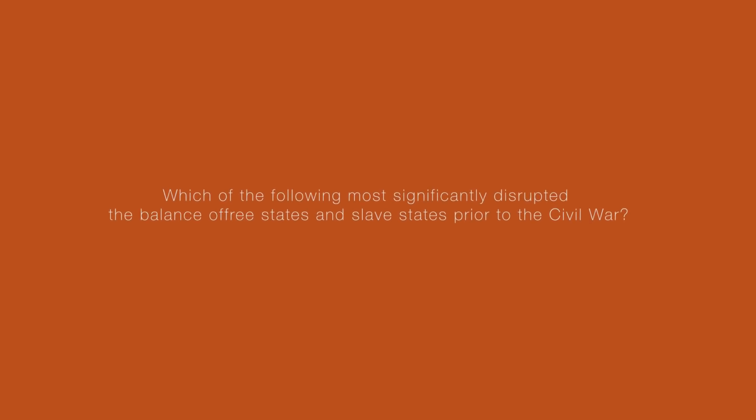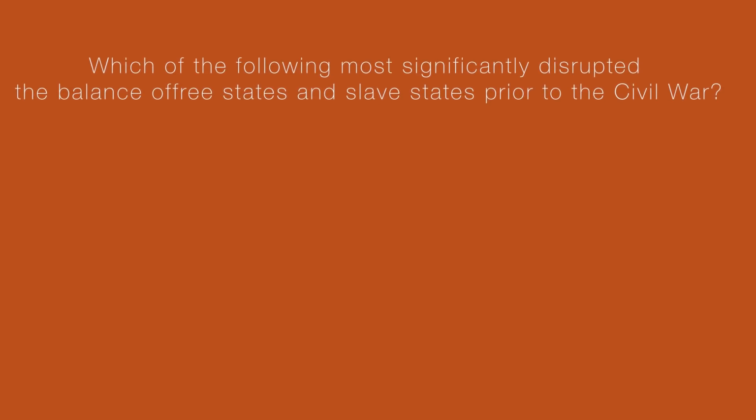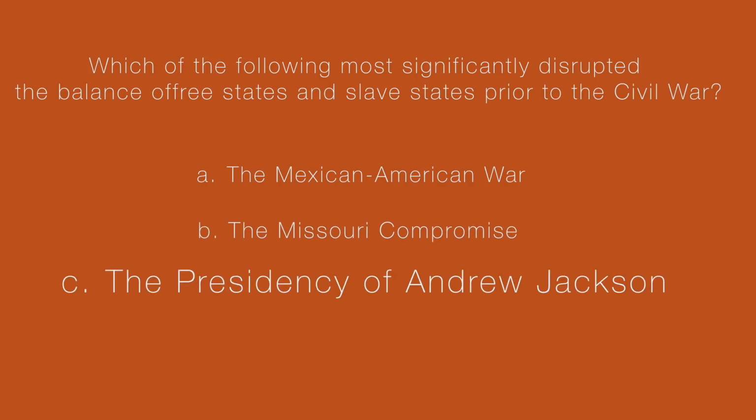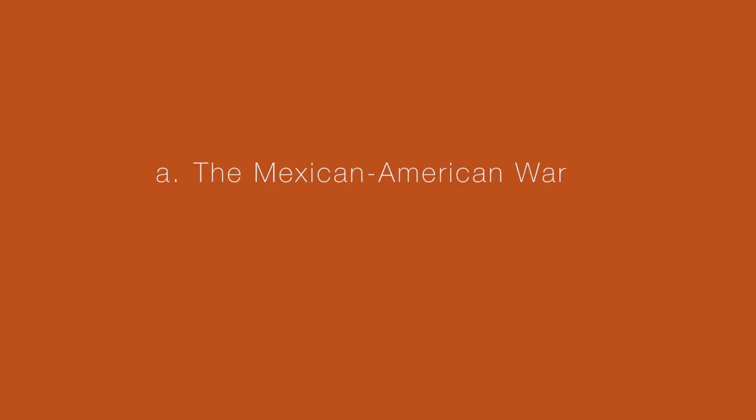Which of the following most significantly disrupted the balance of free states and slave states prior to the Civil War? The Mexican-American War, the Missouri Compromise, the presidency of Andrew Jackson, or the Texas Revolution? The correct answer is A, and it looks at sectionalism in America. Let's look at some economic questions.